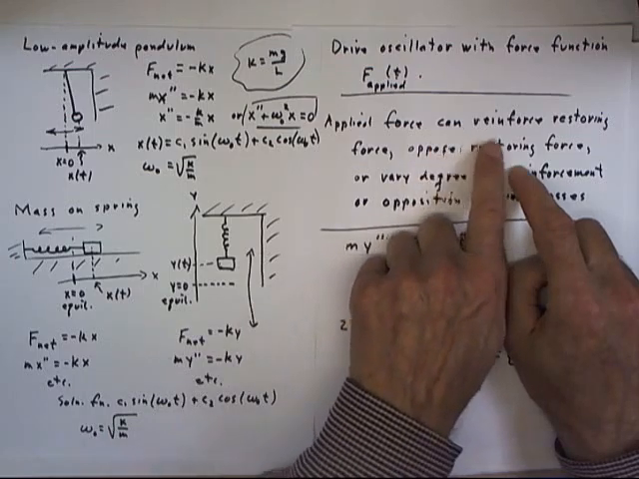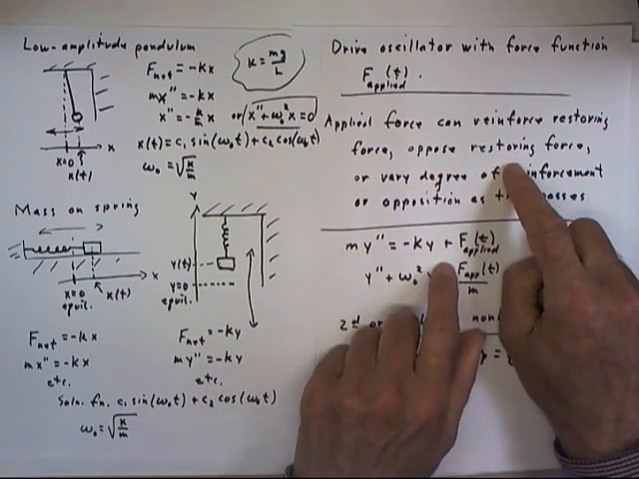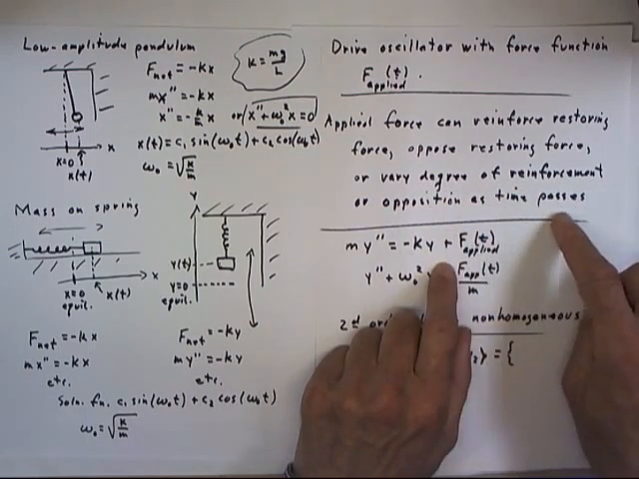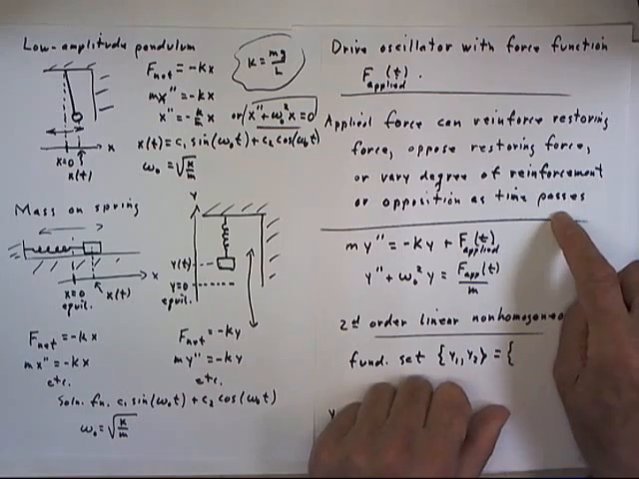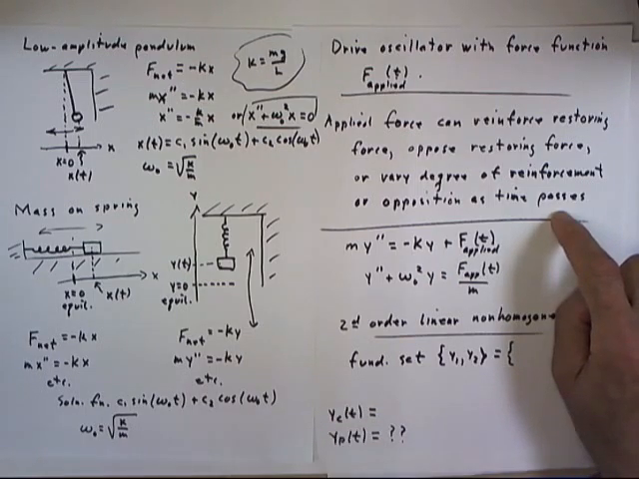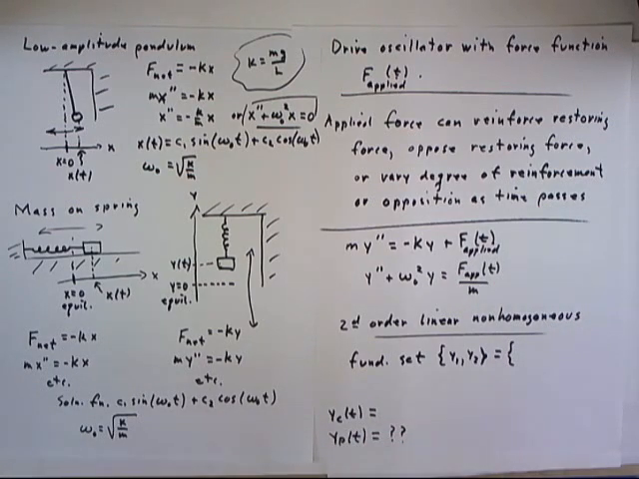So the applied force can reinforce our restoring force, it can oppose our restoring force, or it can vary the degree of reinforcement and opposition as time passes. If we're applying some sort of a random force, we might apply it at a time when it works, and we might apply it at a time when it doesn't work, and as time passes, it sometimes might work, it sometimes might not work.